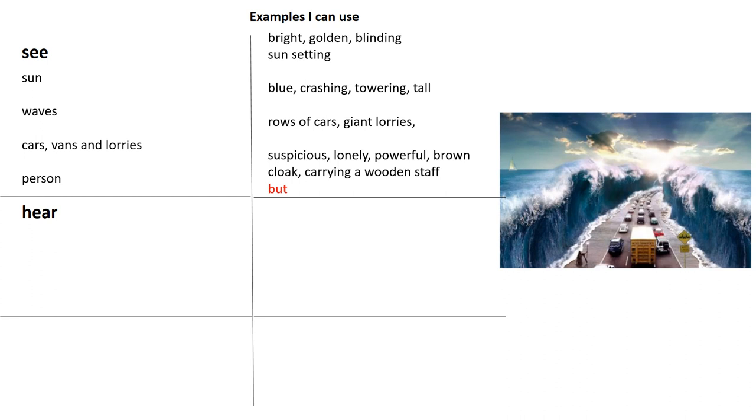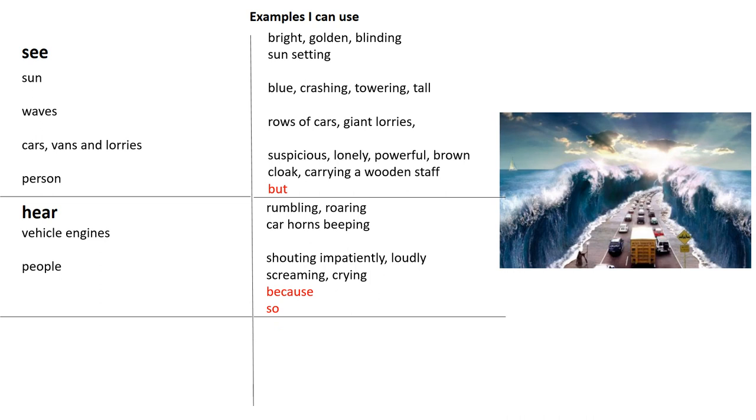Next, what can we hear? What can you hear? Imagine you're sat in one of those cars. What can you hear around you? Well, I've put vehicle engines and people. Is there anything else that you want to add? If there is, put it down. And again, examples to describe those sounds. So I've put rumbling, roaring, car horns, beeping, people shouting impatiently. That might show how they're feeling as well, can't it? Is there anything else that you think you can hear, and how might they sound? Put them down. And again, I've included because and so as possible conjunctions that I might try to include in these couple of sentences.